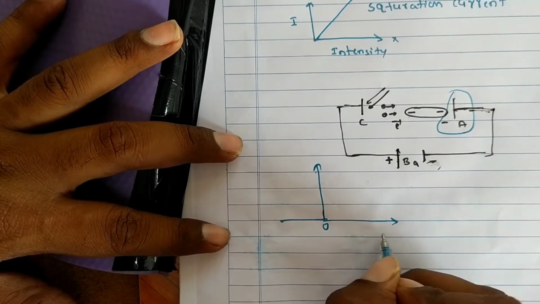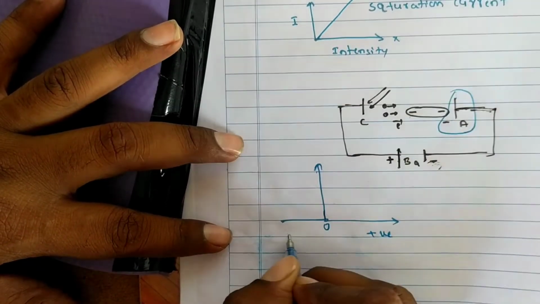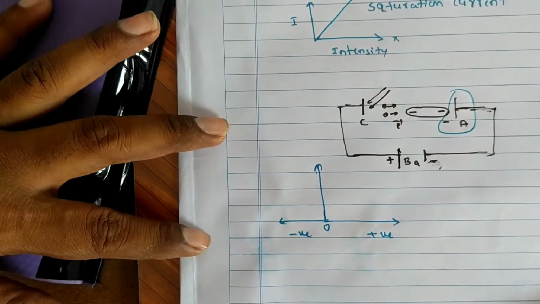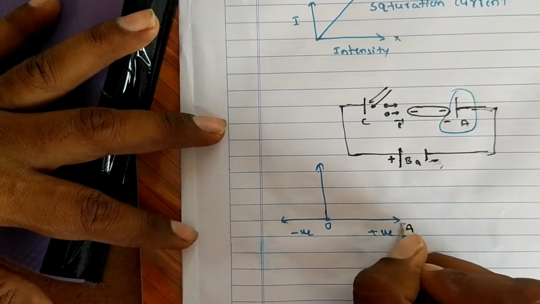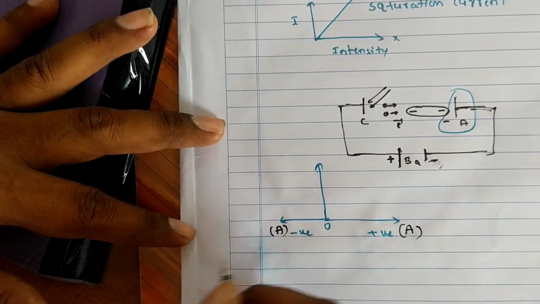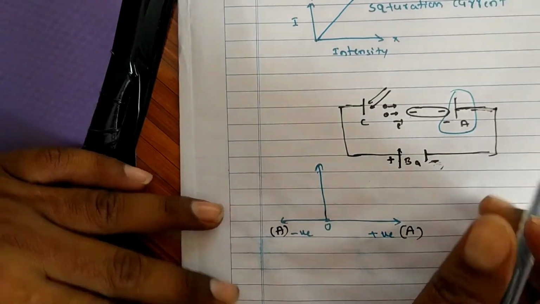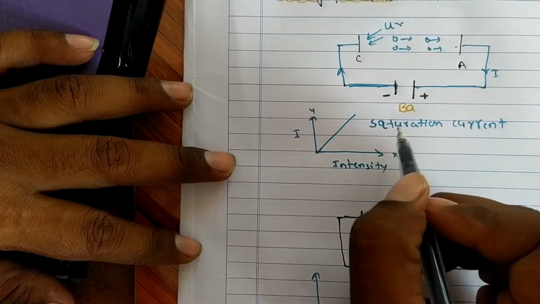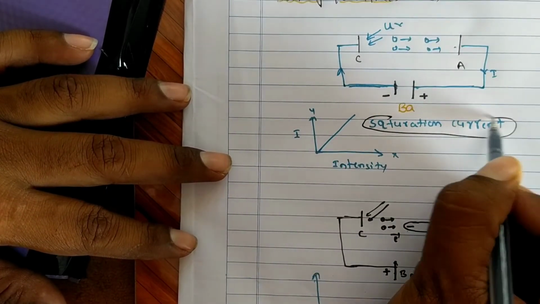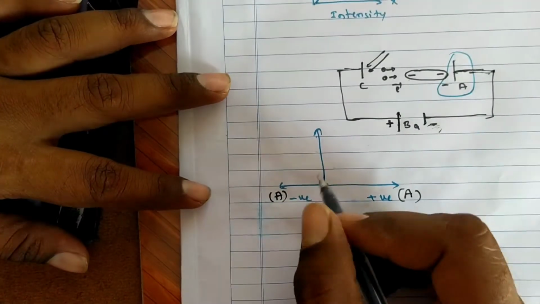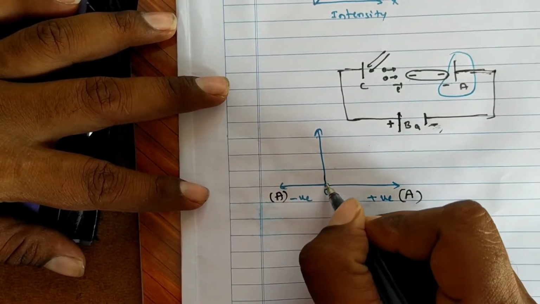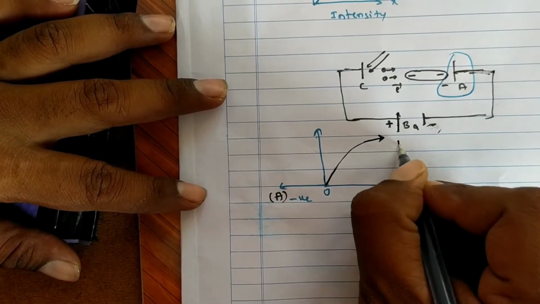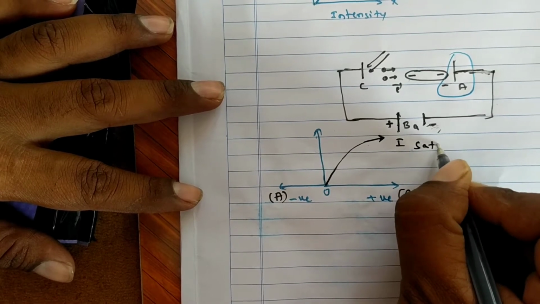This one is zero. This is a positive potential given to the plate. This is a negative potential given to the plate, nothing but the anode plate. When you give positive potential to the plate, the current increases up to a certain point. That current is called saturation current. As potential increases, current also increases and reaches the saturation point. This you call saturation current.